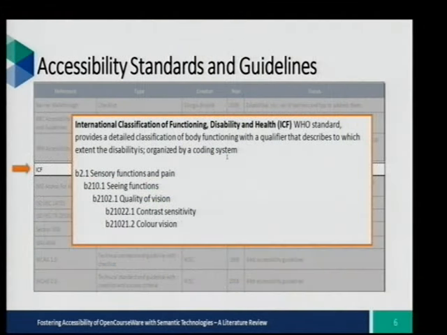This is the ICF, the International Classification of Functioning, Disability and Health. This is the one I was telling you about, which describes and categorizes, for example, the sensory functions and pain, which have seeing functions. Under each category you have a list of, for example, what the color vision of this person is and what the severity of his impairment is. So whenever you go down this hierarchy, you get more specification.